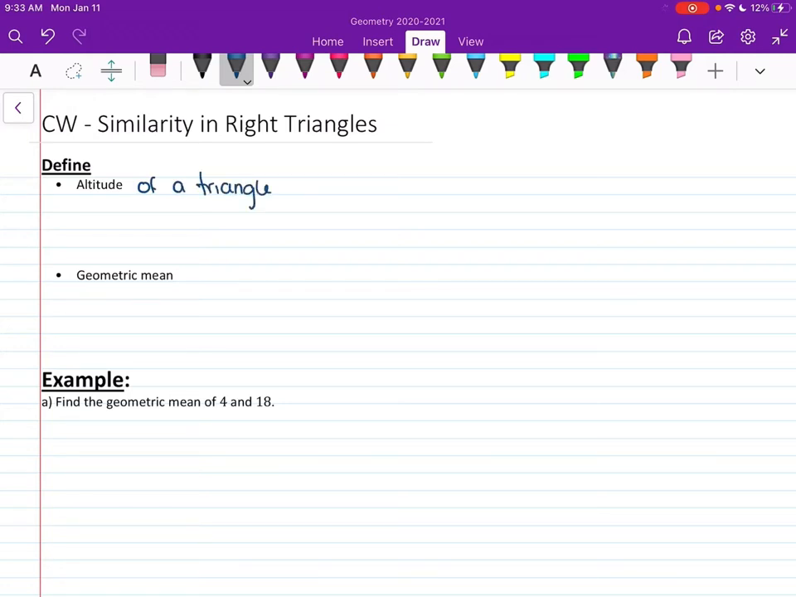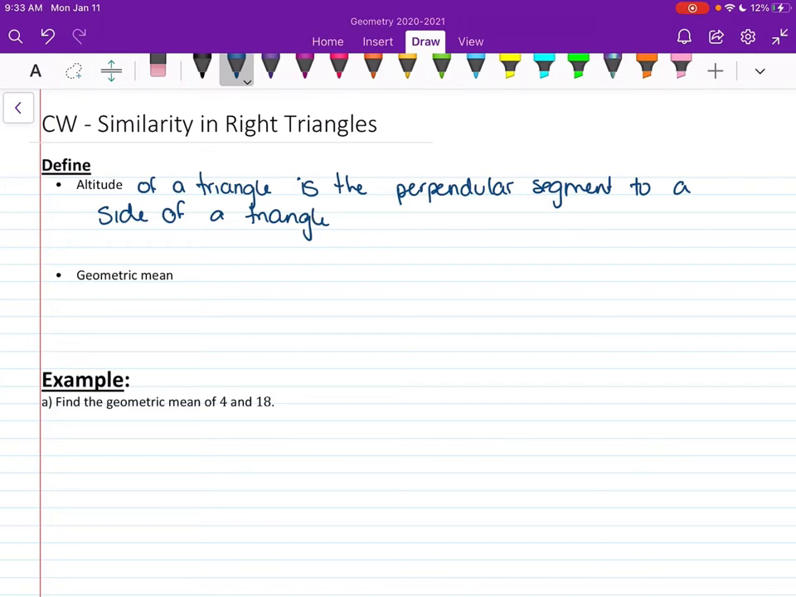And a triangle actually has three altitudes. So the altitude is the segment. It's actually a perpendicular segment to a side of the triangle through the vertex opposite that side. Okay, the only reason we need this definition is because it comes up in a theorem here in a second.